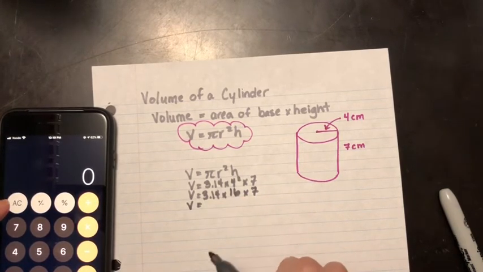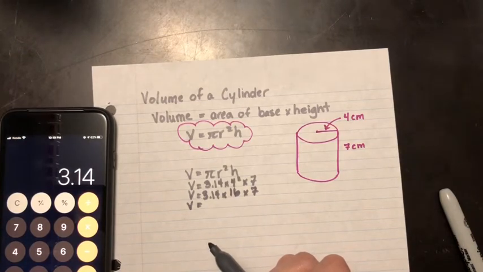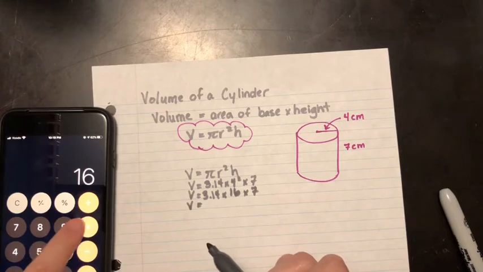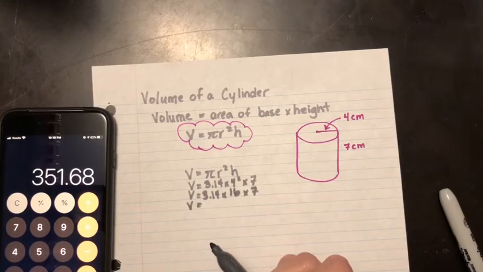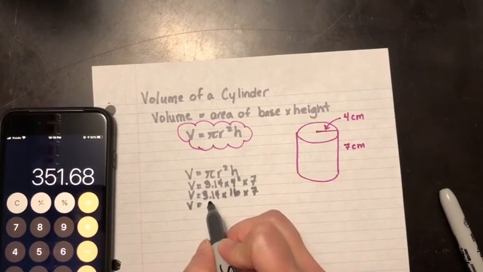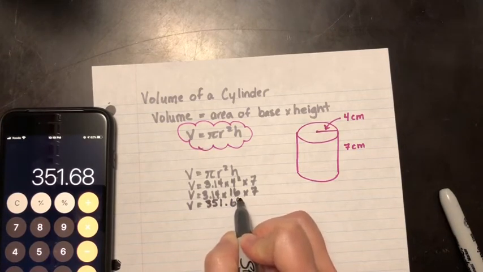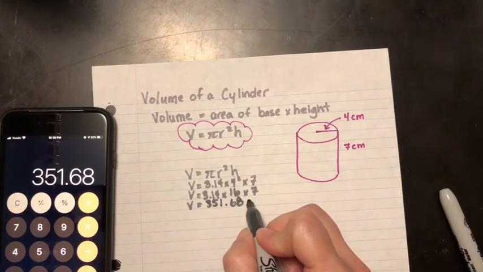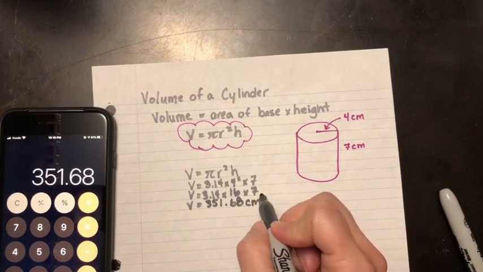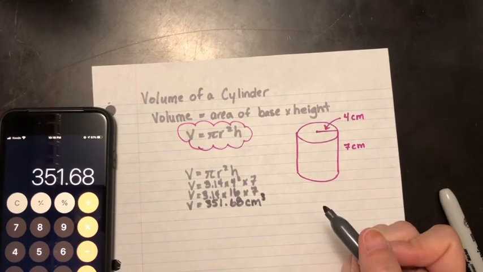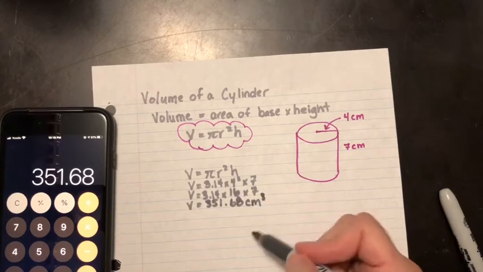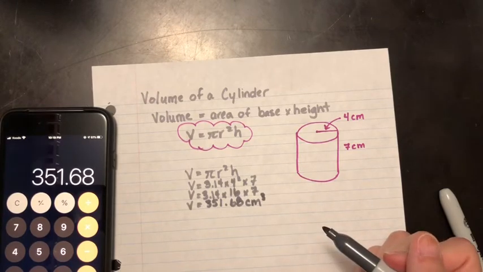So then your next one here is going to be 3.14 times 16 times 7, and that gives us a grand total of 351.68. And this is centimeters, so it's going to be centimeters, and it's volume, so it's going to be centimeters cubed. Okay? So most questions will follow this sort of format.